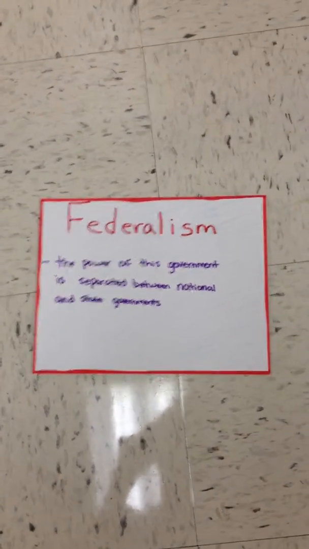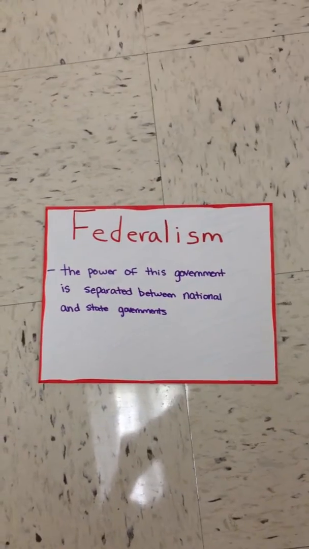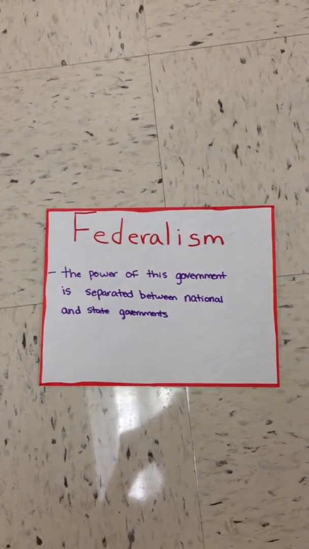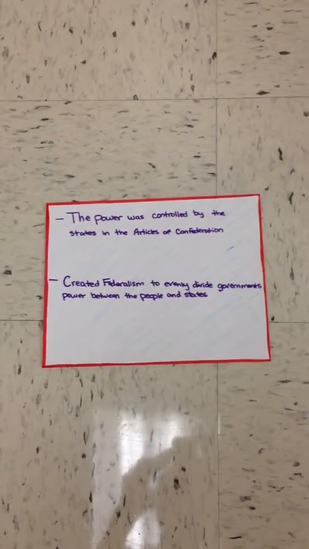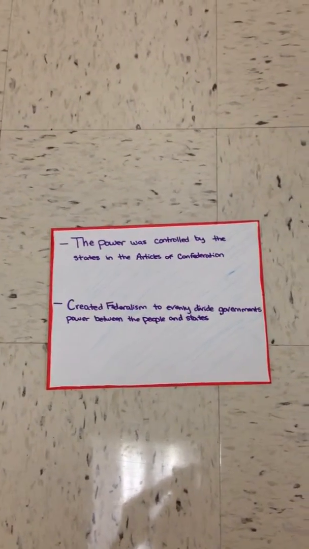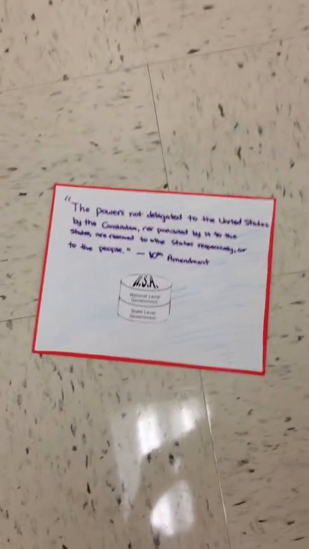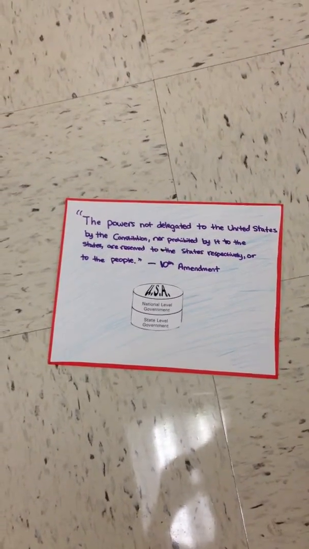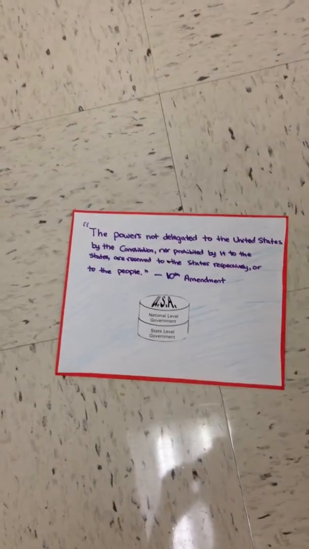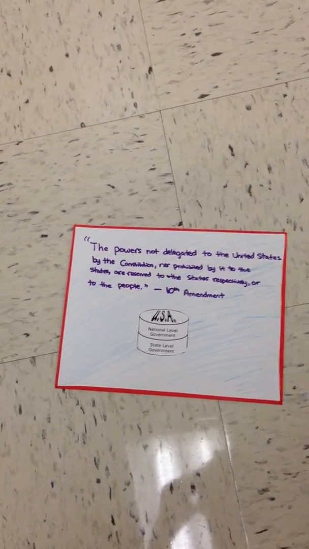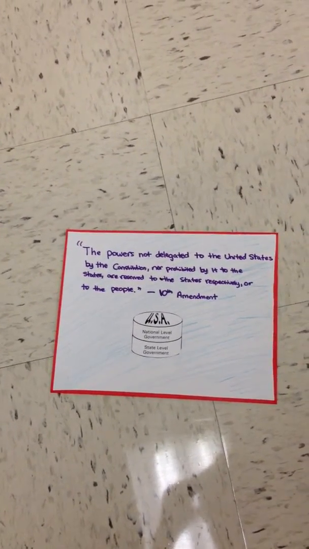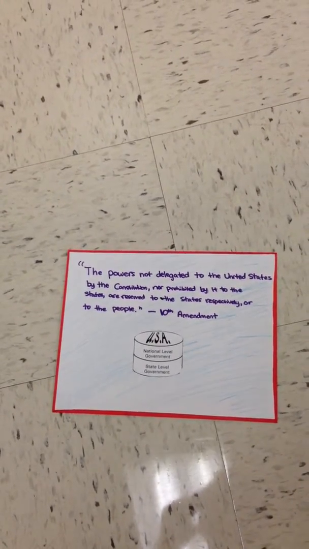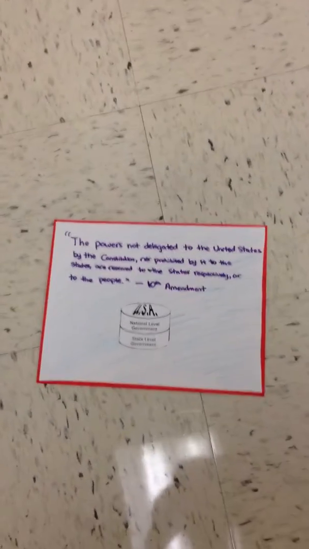The next principle is federalism. Federalism is the power of the government being separated between national and state governments. In the Articles of Confederation, the power was controlled by the states, which created federalism to evenly divide the government power between the people and the states. The 10th Amendment is where federalism is most evident, in that it states, "The powers not delegated to the United States by the Constitution, nor prohibited by it to the states, are reserved to the states respectively, or to the people."